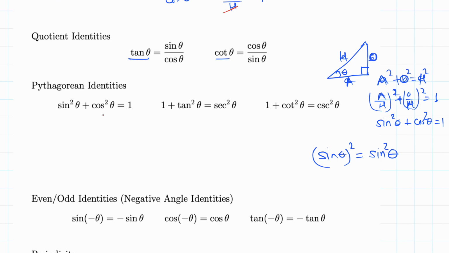Depending on our need, sometimes we need to write sine square in terms of cosine square and cosine square in terms of sine. So if we subtract cosine square theta from both sides, we get another identity, sine square theta equals 1 minus cosine square theta. And if we subtract sine square from both sides, we get cosine square theta equals 1 minus sine square theta. These two identities are just derived from this one.